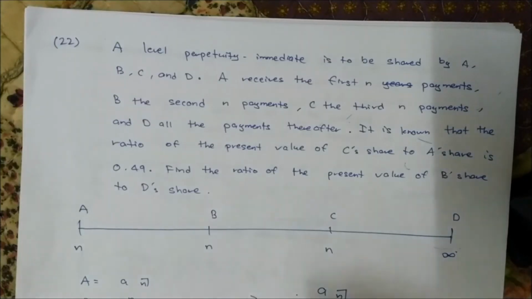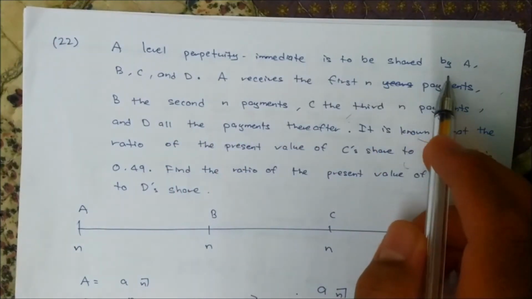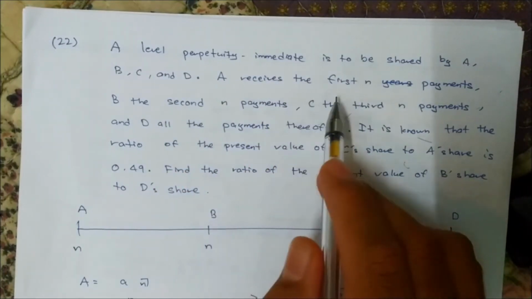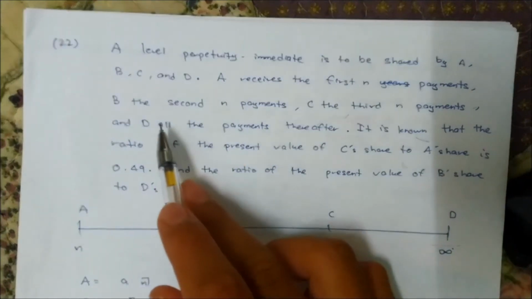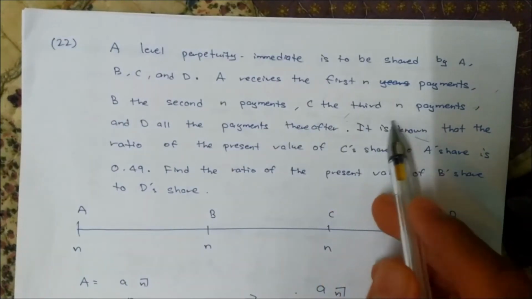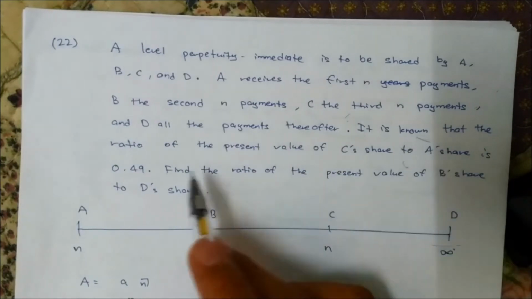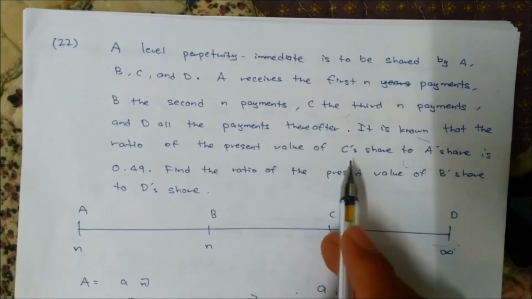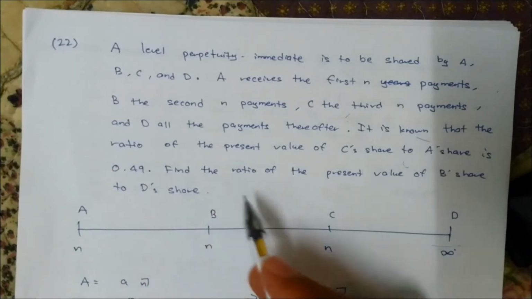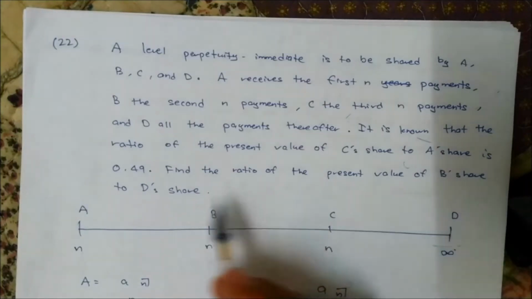So let's continue. A level perpetuity immediate is to be shared by A, B, C, and D. A receives the first N payments, B the second N payments, C the third N payments, and D all the payments thereafter. It is known that the ratio of the present value of C's share to A's share is 0.49. Find the ratio of the present value of B's share to D's share.